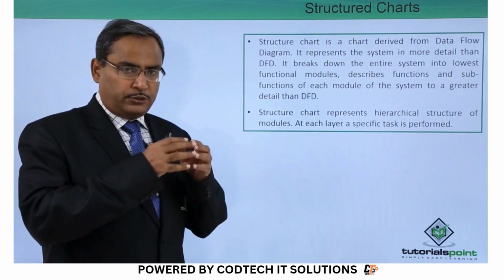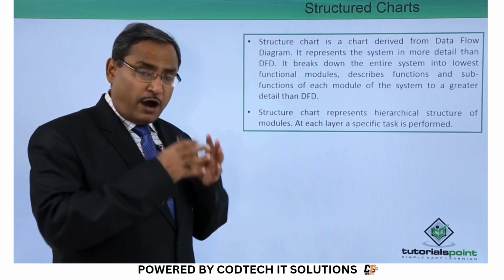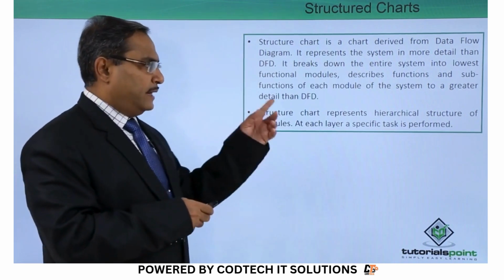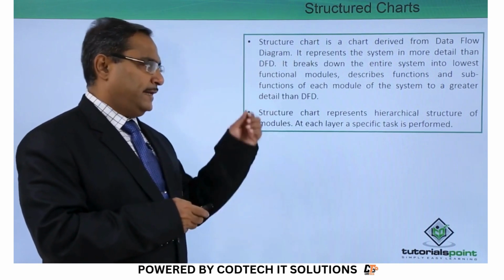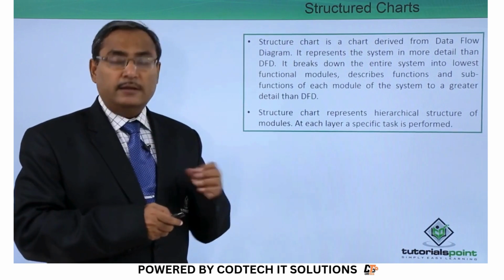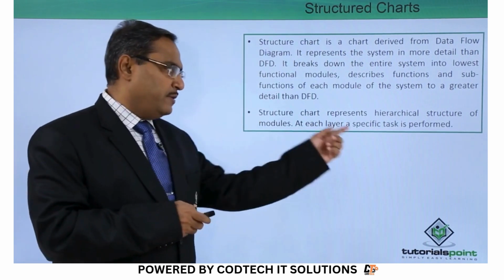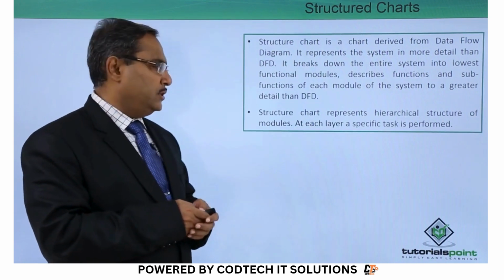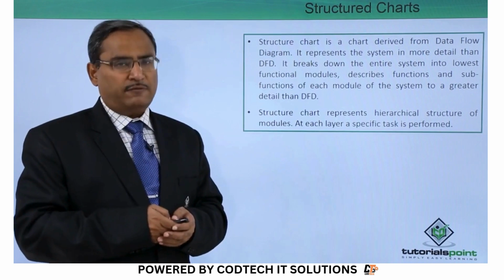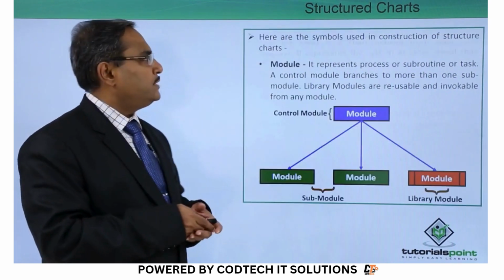It will have a representation where the lowest functional modules are derived, and it describes functions and sub-functions of each module of a system in greater detail, which was absent in our DFD. A structure chart represents the hierarchical structure of modules, and at each layer a specific task is performed. So, let us go through some diagrams for better understanding.